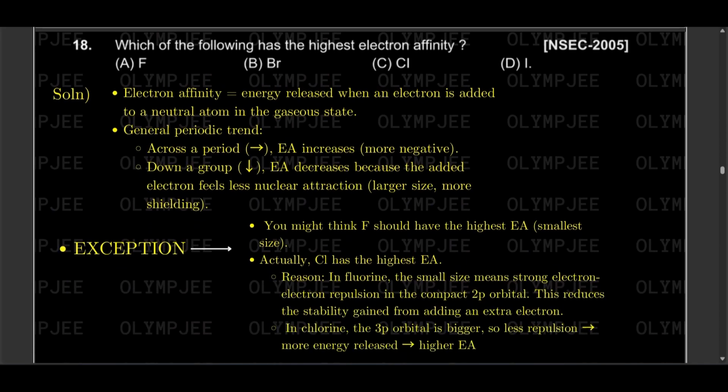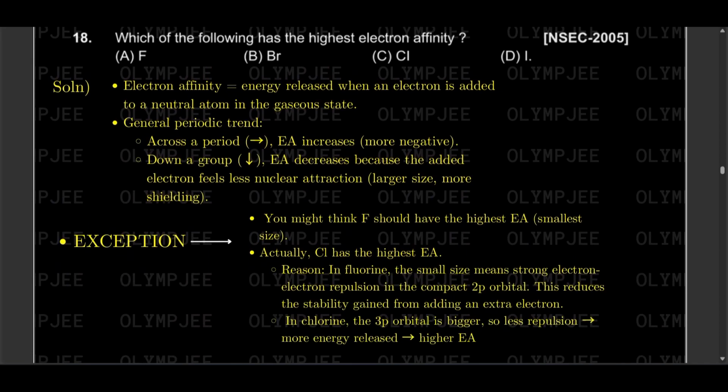So moving on to question 18. Which of the following has the highest electron affinity? So this is also a nice question. Electron affinity is the energy released when an electron is added to a neutral atom in the gaseous state. So this is the definition of electron affinity.